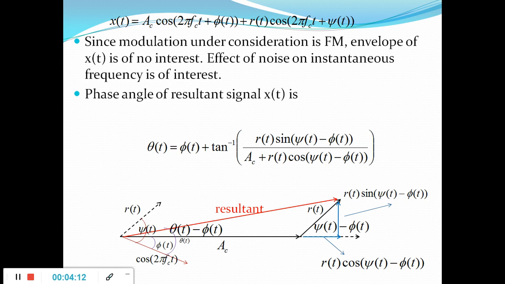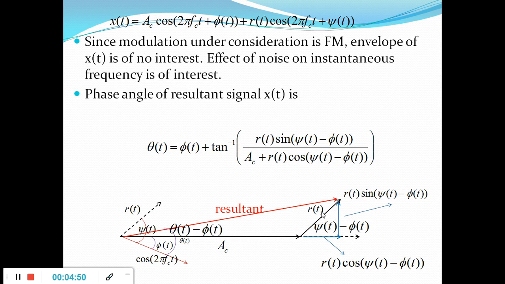Now, we have to do the vector addition of Ac line and the r(t) vector. So, if we do the vector addition, we get the resultant vector as shown here. This resultant vector makes an angle of theta(t) with respect to cos 2 pi fc t line, or it makes an angle of theta(t) minus phi(t) with respect to the signal vector.